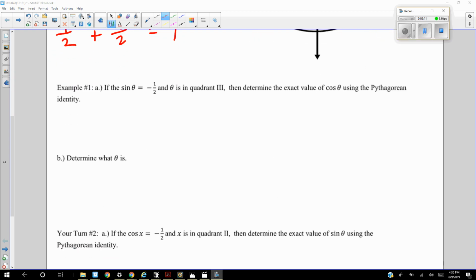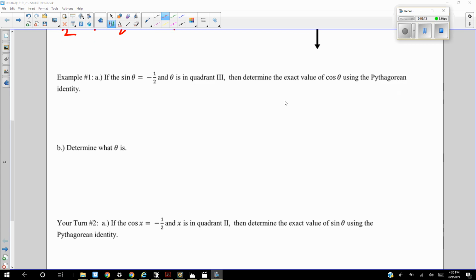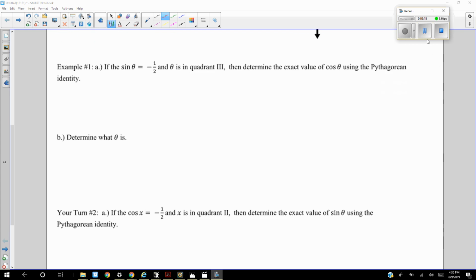So example 1a, we're going to figure out what the exact value of cosine of theta is. So in other words, we need to find the x value. We don't know what the angle is, so that's why we can't jump straight to the unit circle. We are going to use that when we answer part B.